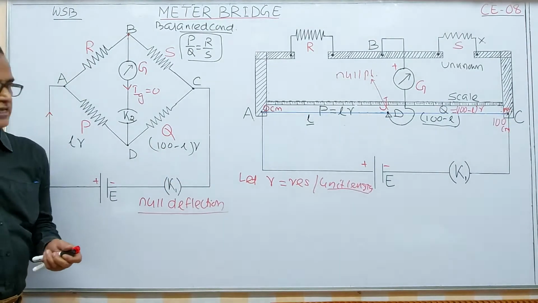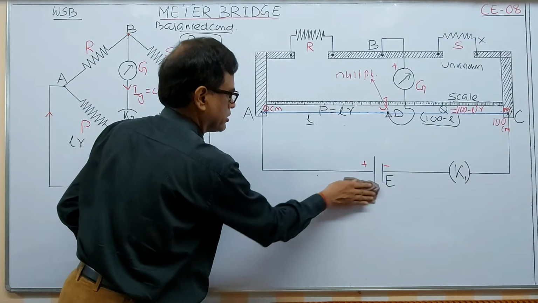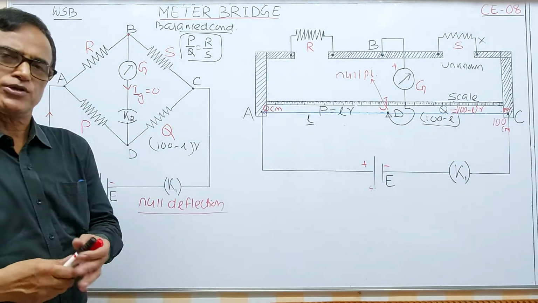So this is the only experiment that can be done in the practical. R is the resistance per unit length.